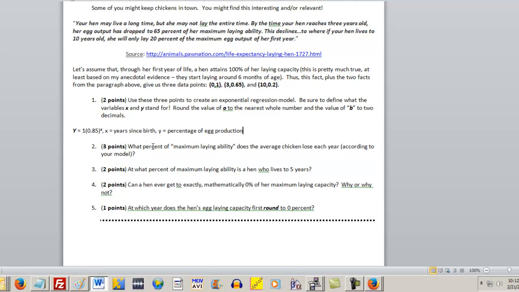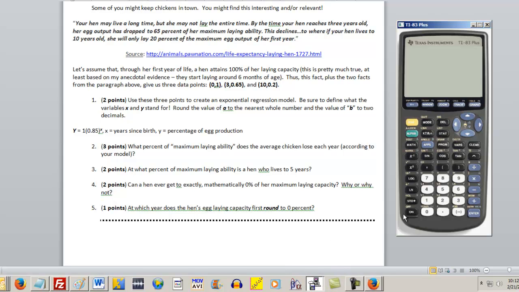If you plug in how many years old the chicken is, the equation will pop out what percentage of egg production you can expect. So if we take a look at the actual Zoom 9, you can see that the curve does a pretty good job of grabbing those 3 points. And you can see it's beginning to tail off as it goes to the end here, which is good.